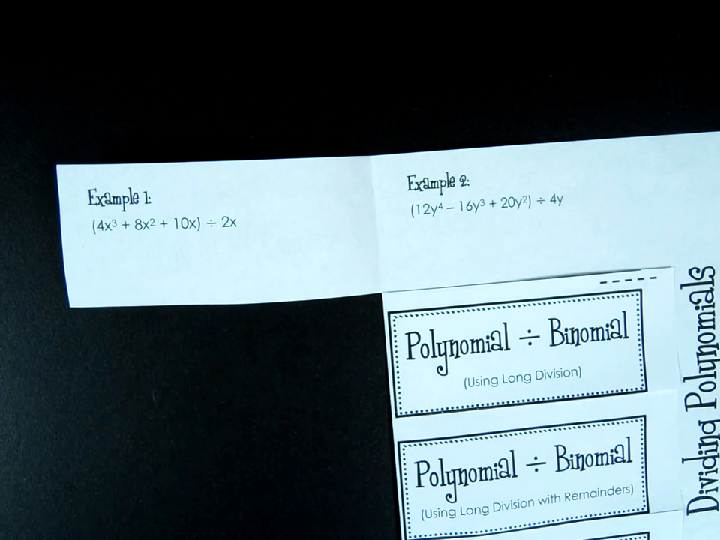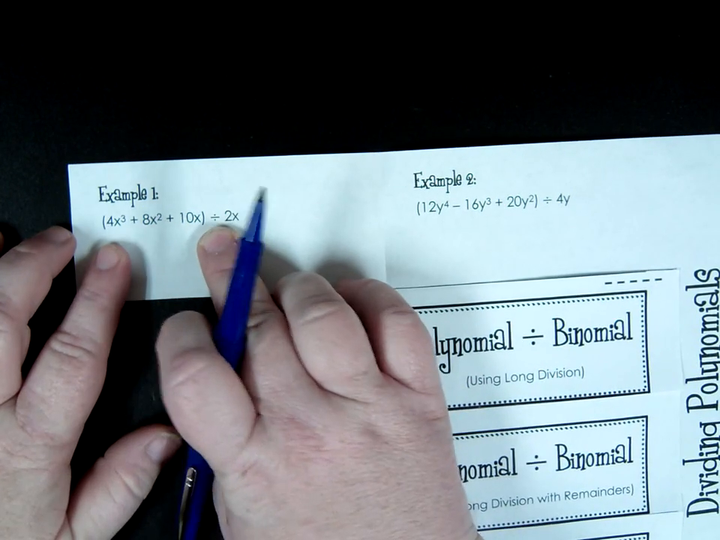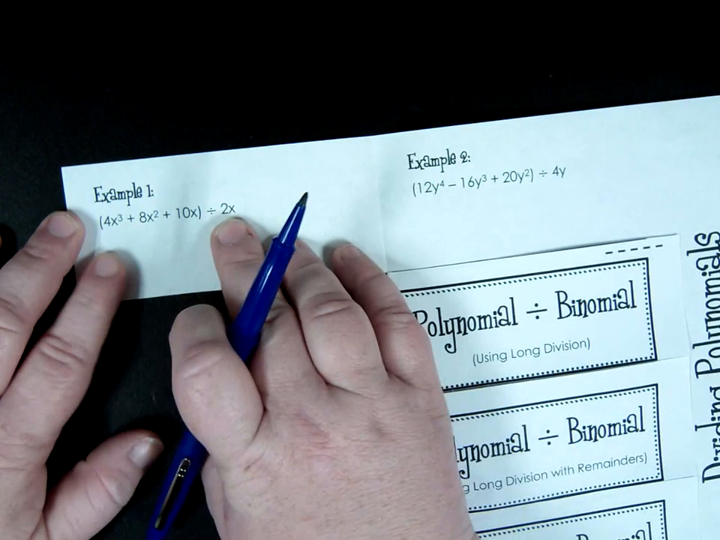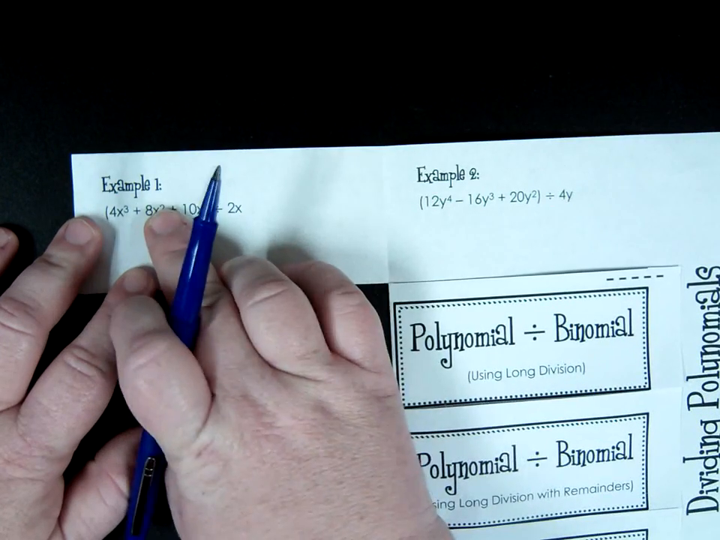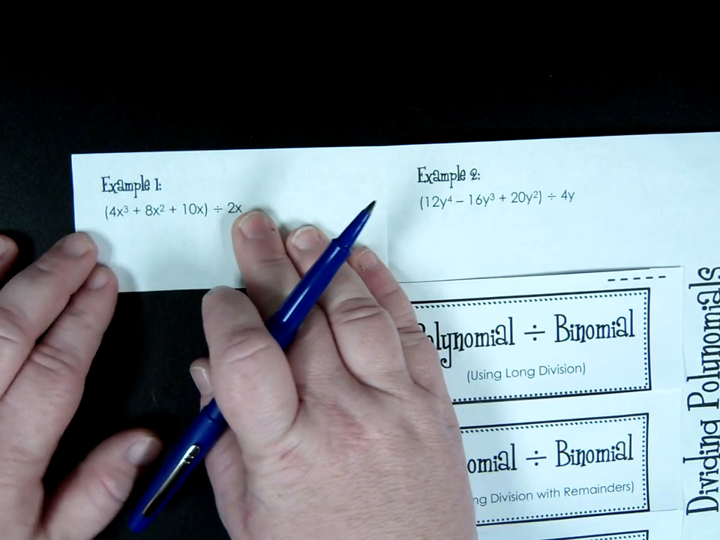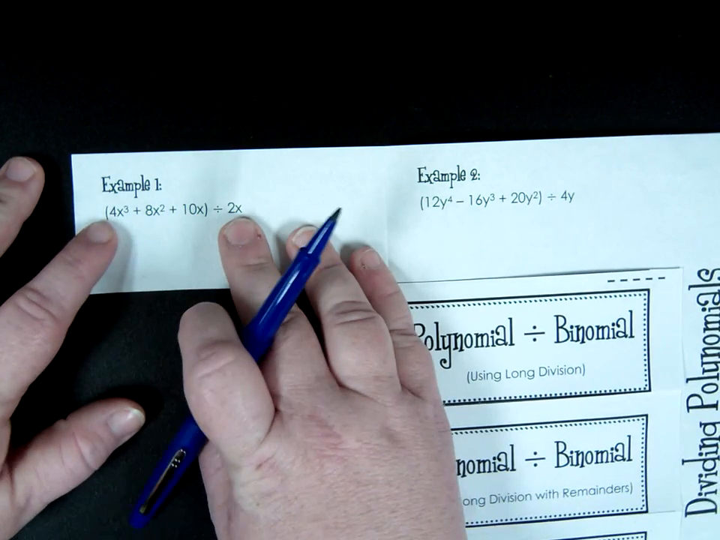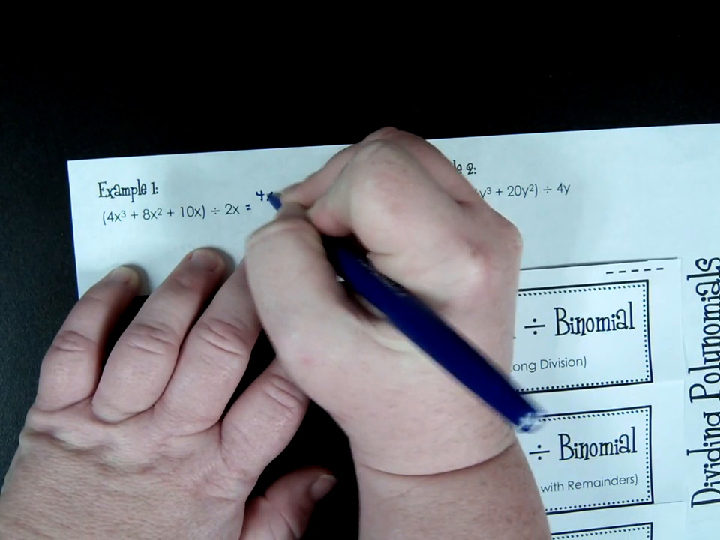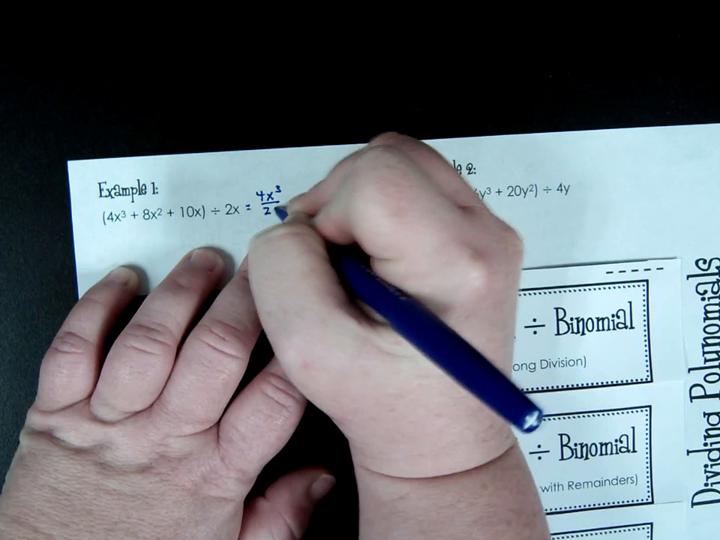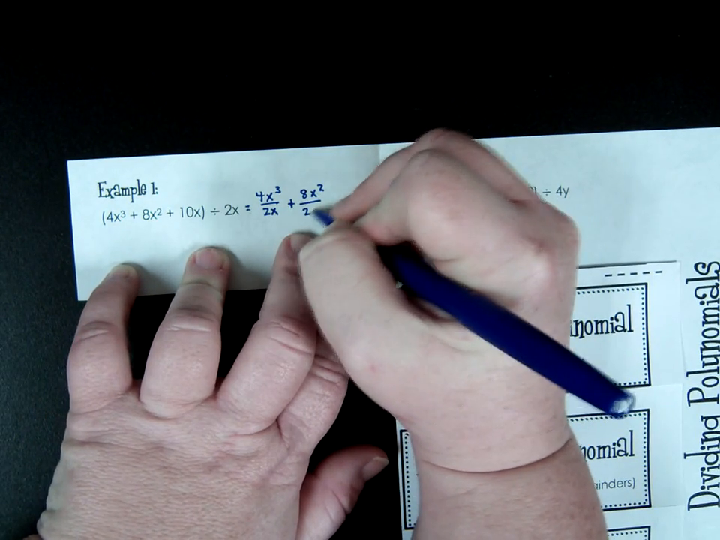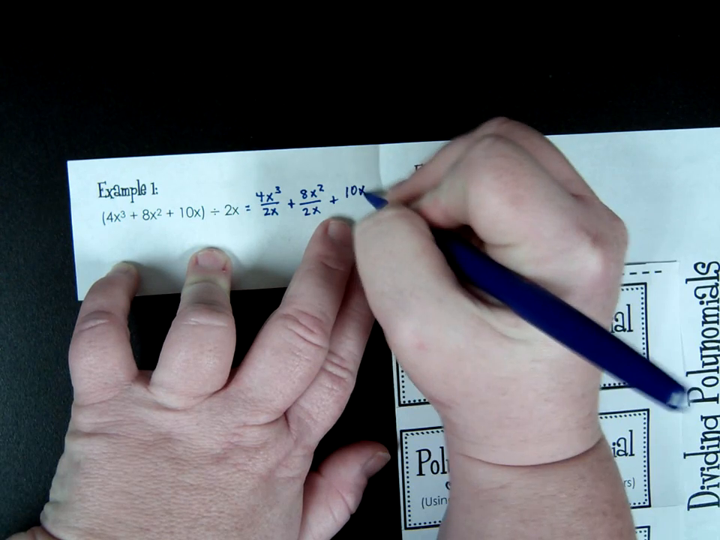So a problem like this, I believe, is easiest just to look at what you have and know that you have to divide every single thing in these parentheses by 2x. So you're doing 4x to the third divided by 2x, 8x to the second divided by 2x, 10x divided by 2x. So if I take 4x to the third and divide it by 2x, I would end up with something like this, right? 4x to the third divided by 2x, and then plus 8x squared divided by 2x plus 10x divided by 2x.